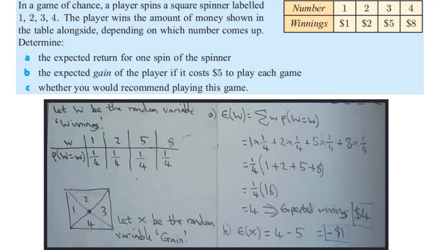Part C. Would you recommend playing this game? Well, anybody who plays this game is expecting to lose $1. Obviously, on any given game, they might win, they might lose. But if they play this, say, 1,000 times, 10,000 times, 1,000,000 times, they would lose money overall. The more times they play the game, the amount they lose would converge to $1 times the number of times they played it. So literally just the number of times they played it, negative. So I wouldn't recommend it.